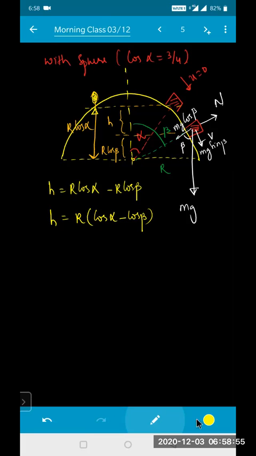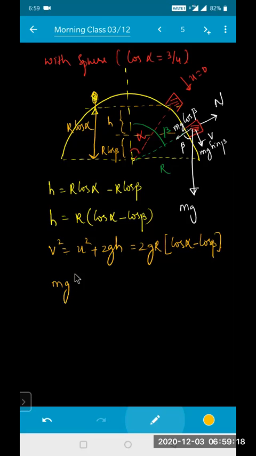Now how do you calculate the velocity? We know the formula to calculate velocity. v square is equal to u square plus 2gh. Initial velocity is how much? 0. So that will be equal to 2g into H, which is r into cos alpha minus cos beta. In the same way, mg cos beta minus normal will be equal to m v square divided by r.